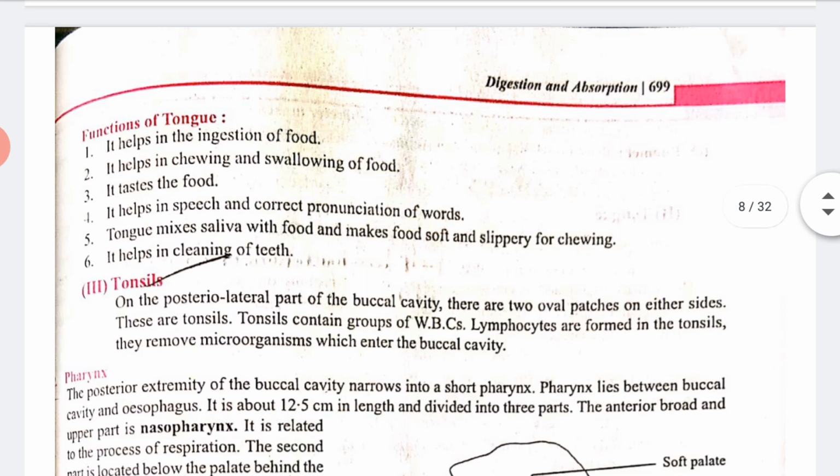As you all know, the tonsils are present on either side of the neck. On the posterior and lateral part of the buccal cavity there are two oval patches on either side, and these are called tonsils. Tonsils contain groups of WBCs, lymphocytes, formed in the tonsil, and they remove microorganisms which enter the buccal cavity. So the structure of teeth I explained to you, the tongue, and the different functions of tonsils.